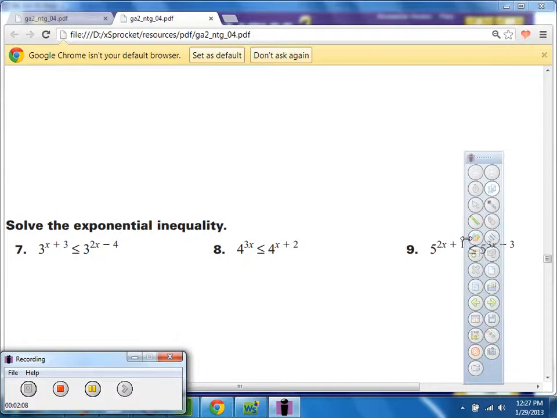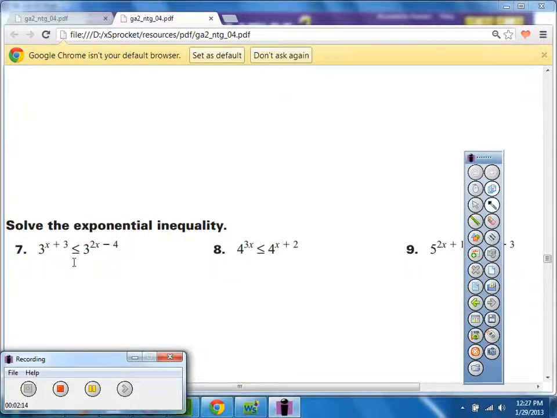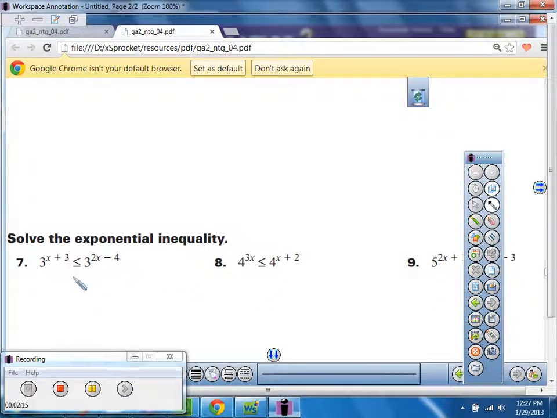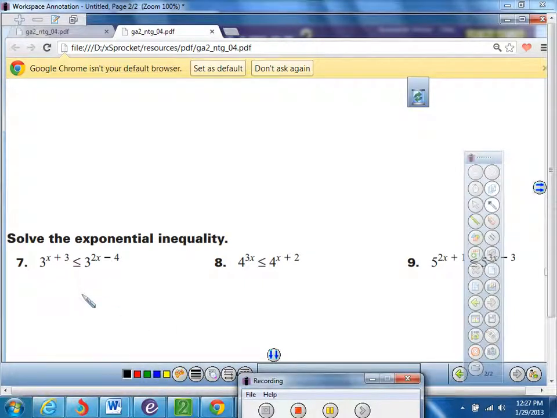Alright, here for number 7 we have an inequality. The main difference between an equal sign and an inequality is that an equal sign is going to give us one answer, but an inequality will have multiple answers that can go in there. Now, as far as how we would solve, we're going to treat it the same as an equal sign, with the exception that if we multiply or divide by a negative, we have to reverse the inequality. So let's look at that.